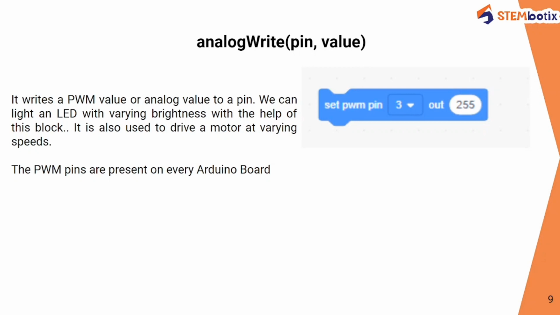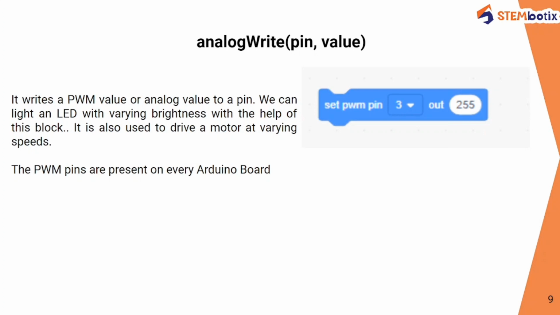Let's move forward with the analog pins. It writes a PWM value or analog value to a pin. We can light an LED with varying brightness with the help of the block. It's also used to drive a motor at varying speed. PWM pins are present on every Arduino board.